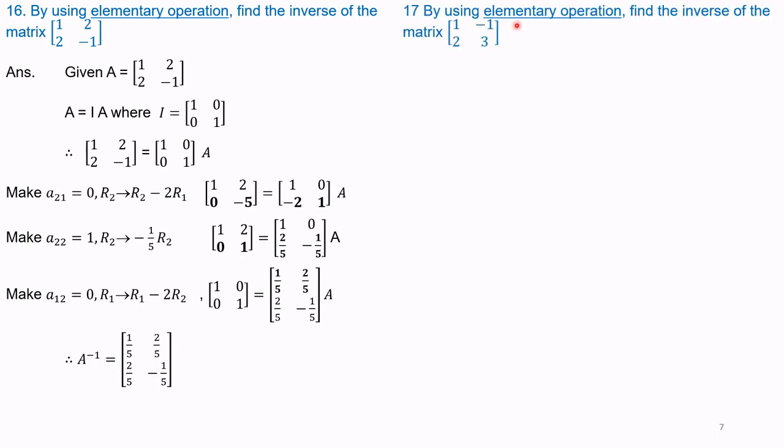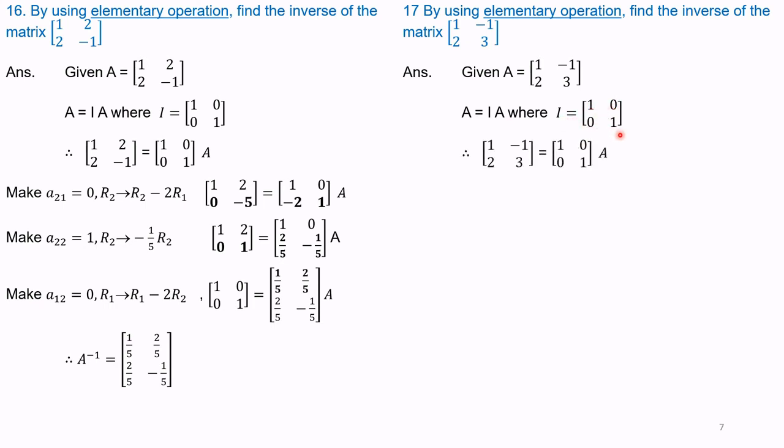Next question. 17. By using elementary operation, find the inverse of matrix 1 minus 1, 2, 3. Let us do it. Given matrix is written as it is, and we know A is equal to IA. We have to always write A is equal to IA only, where I is the identity matrix given by 1, 0, 0, 1. Therefore, 1 minus 1, 2, 3 is equal to 1, 0, 0, 1, substituting the values.